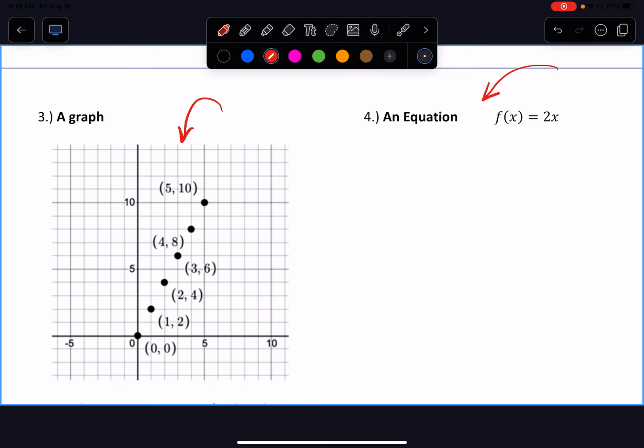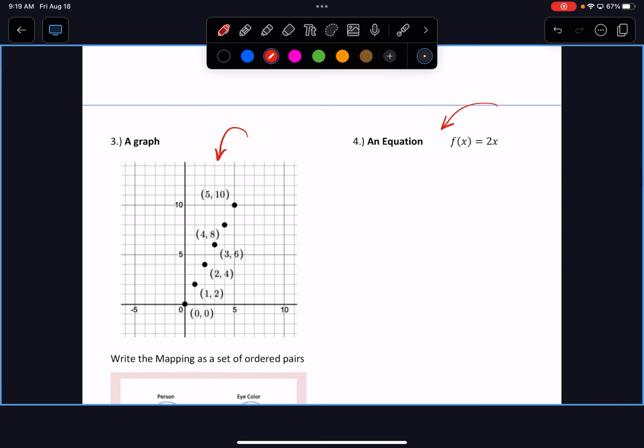They could say, what's the equation that represents this ordered pair? And then you would have to do your best guess. Like I said, today we're not getting into really deep equations.